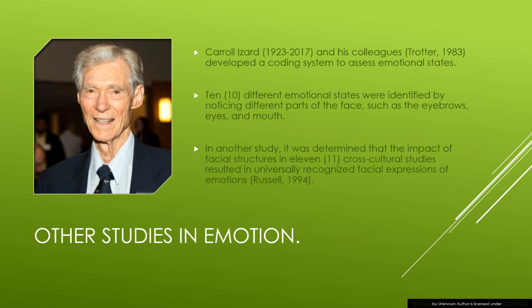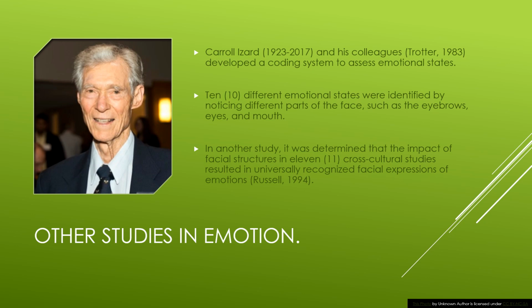There are other studies in emotion. Carol Izard and his colleagues developed a coding system to assess emotional states. They discovered 10 different emotional states that were identified by noticing different parts of the face, such as the eyebrows, the eyes, and the mouth. For example, if a person's eyebrows are sharply lowered and drawn together, that can typically symbolize anger.